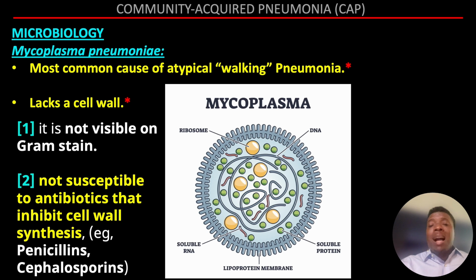So some big ones that we commonly use for pneumonias are penicillins and cephalosporins. However, these antibiotics cannot be used if you suspect mycoplasma because it does not have a cell wall. So it's very important for exams to remember that mycoplasma does not have a cell wall, so therefore you have to use atypical coverage for this infection.